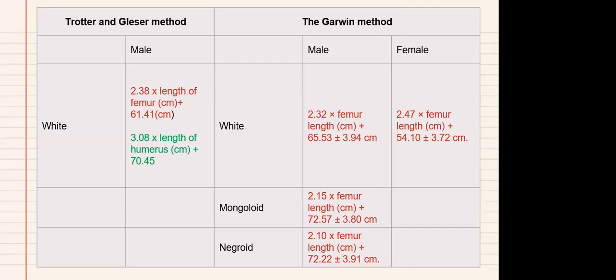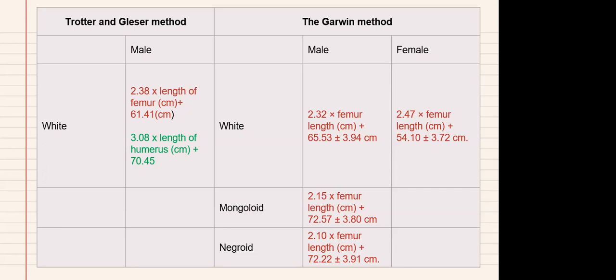In the next method, the Garwin method, it gives slightly different numbers. For example, for the height of a white male, the formula is 2.32 multiplied by the femur length in centimeters plus 65.53 plus or minus 3.94 centimeters. For a white female, we have the formula of 2.47 multiplied by the femur length in centimeters plus 54.10 plus or minus 3.72 centimeters.